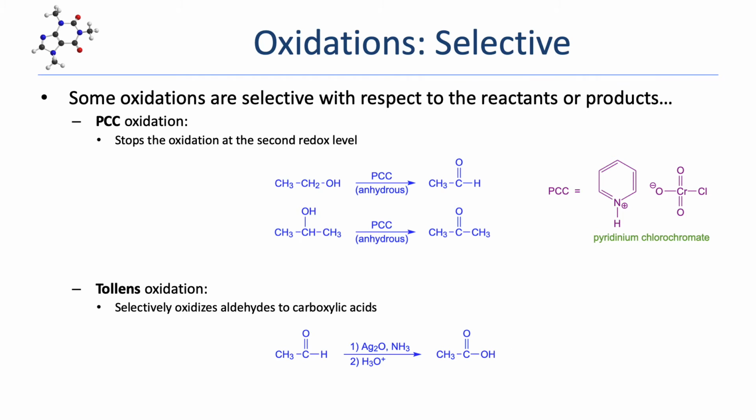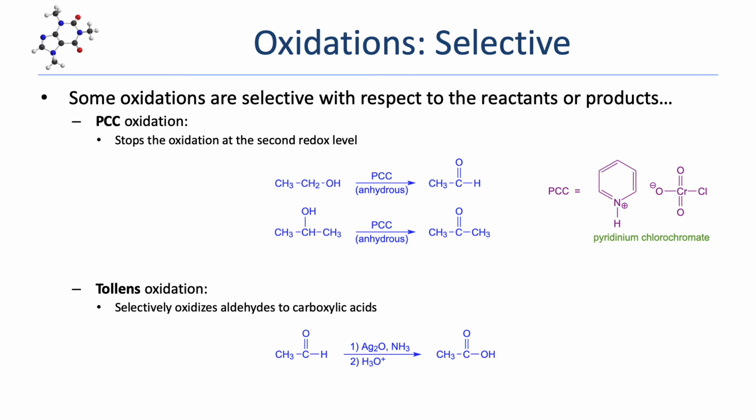And again, this could be done with the Jones oxidation, right? That aldehyde, it has a hydrogen on the functionalized carbon. It could be oxidized once, and that would lift it to the third redox level. What's useful about the Tollens oxidation is that it will not react with any other functional groups. It only reacts with aldehydes. So if you had a complicated molecule that had lots of different functional groups on it, an aldehyde and some alcohols or whatever, the Tollens oxidation would only oxidize the aldehyde. It wouldn't touch any of those other functional groups.